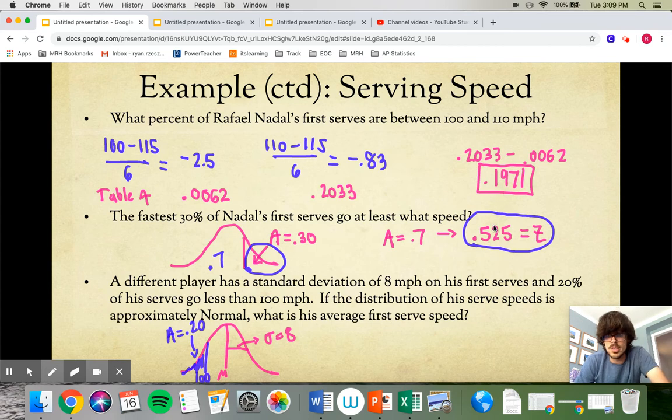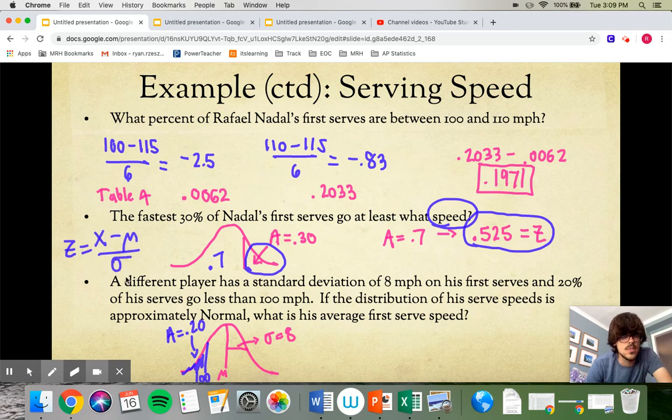The trouble is we haven't answered the question. We found the z-score for the highest 30% of his serves, but we didn't actually find the speed that they go at. So what you will sometimes have to do in this kind of problem is actually do a little bit of mini algebra using the z-score formula. So remember, z-score formula goes value minus mean divided by standard deviation. It's on your formula sheet, but it's something you guys do need to memorize.